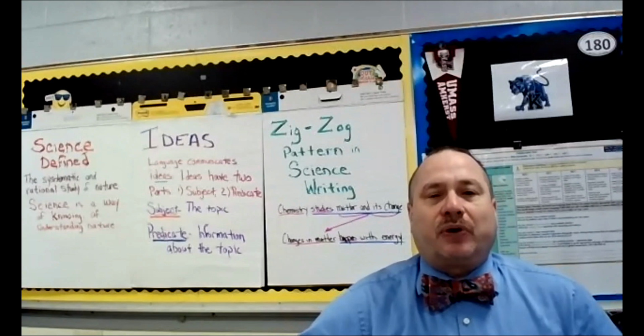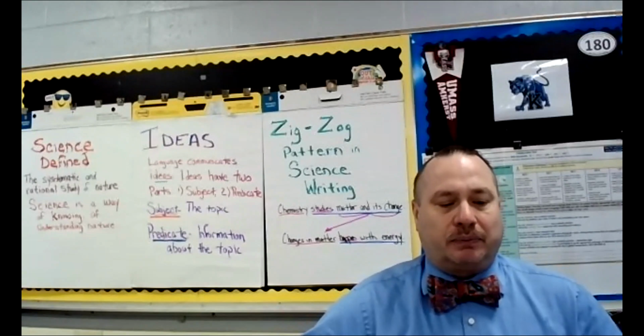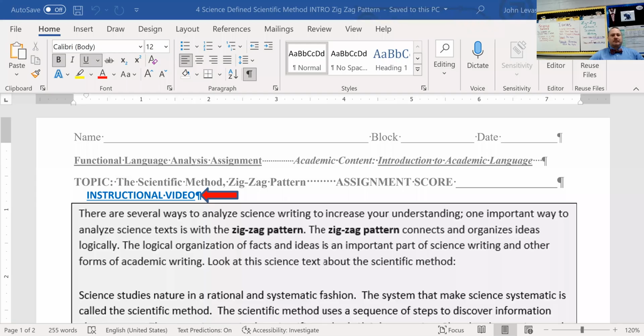I have an assignment for you. Would you please take that out now? Okay, so your assignment should look like this. The top topic: the scientific method, zigzag pattern. So we're going to discuss the scientific method, about how we find information in nature as scientists.